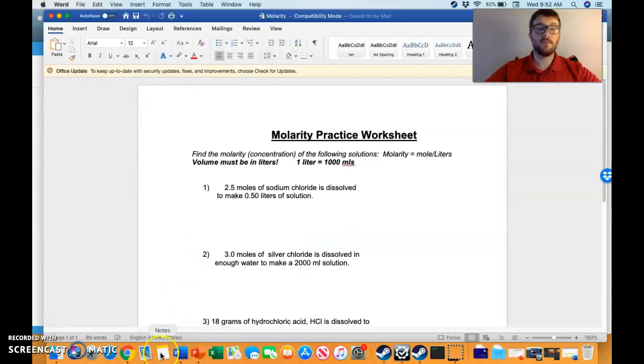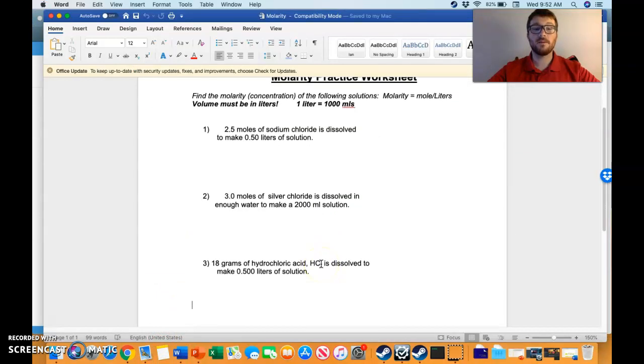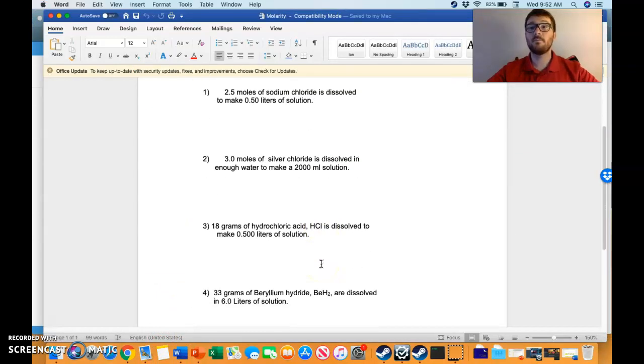Let's talk about molarity and molality. I'm going to do just a couple of practice problems. Okay? 2.5 moles of sodium chloride is dissolved to make 0.5 liters of solution.